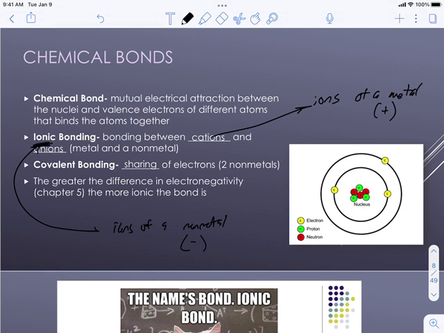Covalent bonding, on the other hand, is the sharing of electrons. This is between two nonmetals. This will be your molecules. Sugar, for example, has covalent bonding in it.